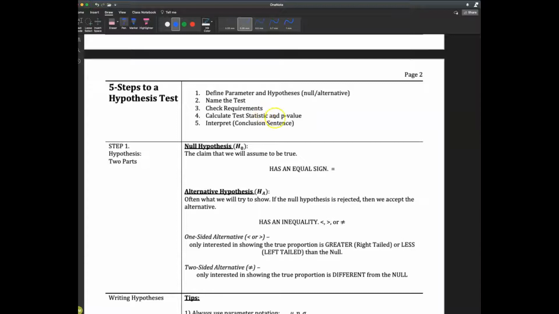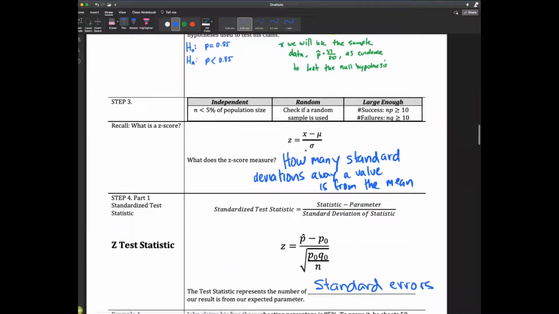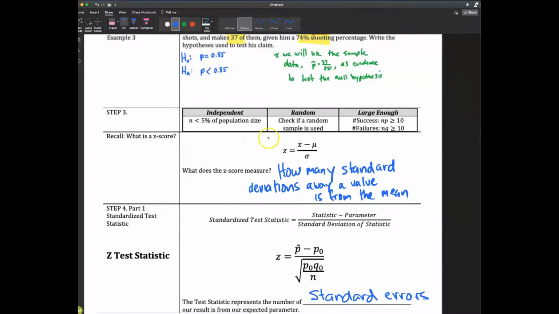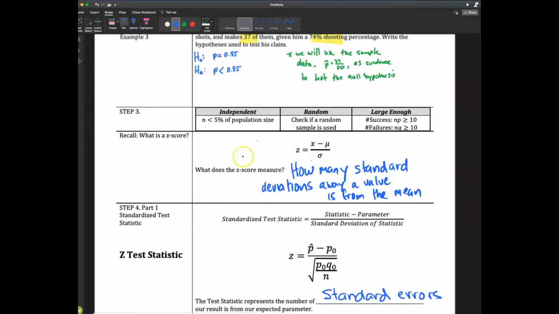The third step is to check requirements, right? So we've done this before with other procedures in this class, and you'll see very similar requirements: independent, random, and large enough. And that's again because it goes back to these related scenarios, looking at standard error, sampling distributions, all of it's connecting together. And so we have the same requirements that n is less than 5% of the population size. It's related to independence, right?